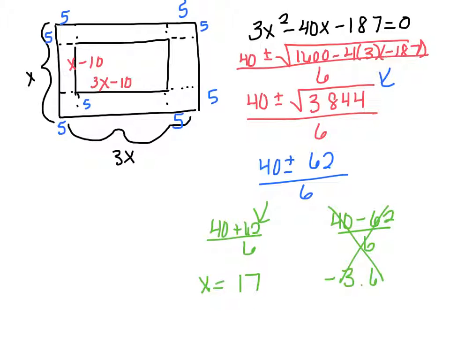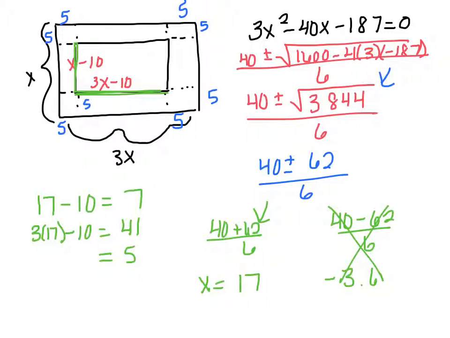So if I want the dimensions of this, 17 represents x. So if I'm looking at this piece right there, if 17 represents x, I have to subtract the 10, and I will get 7. So I have a 7 for one piece. Well, then I have to solve it there. 3 times 17 minus 10. When I plug that in my calculator, I get 41, and I know the height is 5.